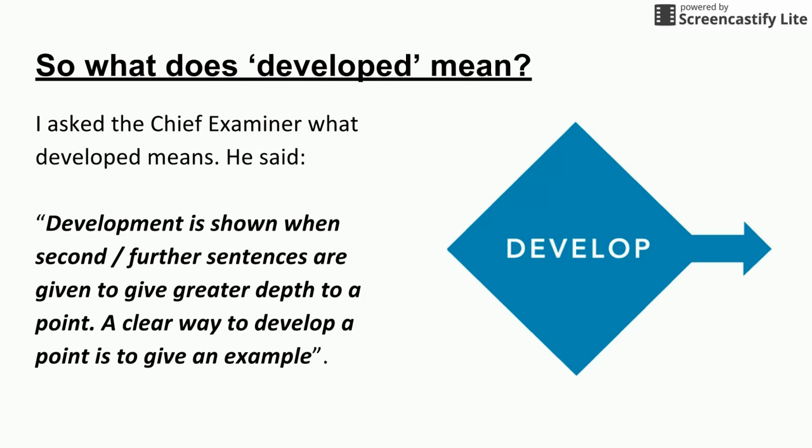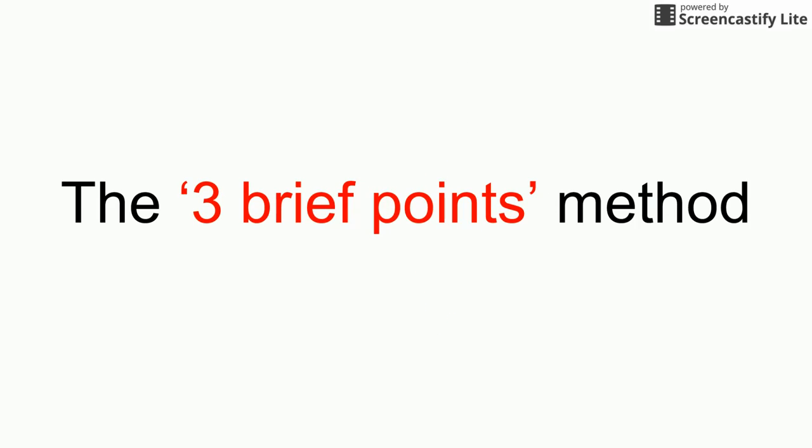Developed, I've talked about this before, but I'll say it again, is shown when further sentences are given to give greater depth to a point, and a clear way to develop a point is to give an example. Another good way is just imagine somebody's asking you, what do you mean by that? Or looking over your shoulder and saying, why is that? And you can just give a further statement to back up the first point. So we're going to look at the 3 brief points method first of all. So 3 brief points on either side, 1 mark each, is worth 6 marks.